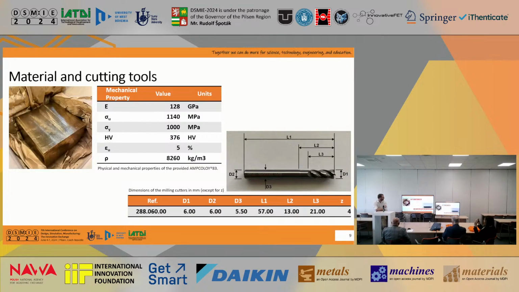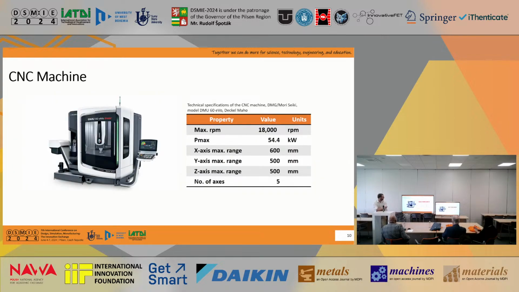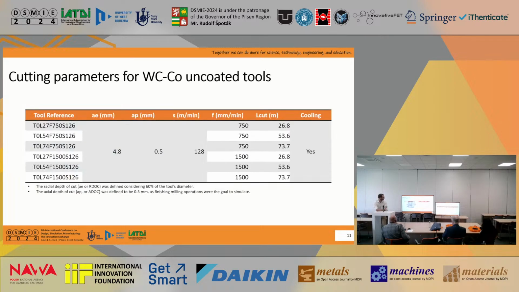So for the research methodology, here is the material that we use with the mechanical properties that are known from our supplier. And then the cutting tools that were coated and uncoated as well, they have this shape, and the respective dimensions are there below. And this was the CNC machine, which is very similar to the one that we saw yesterday, and with the power properties there in the third.